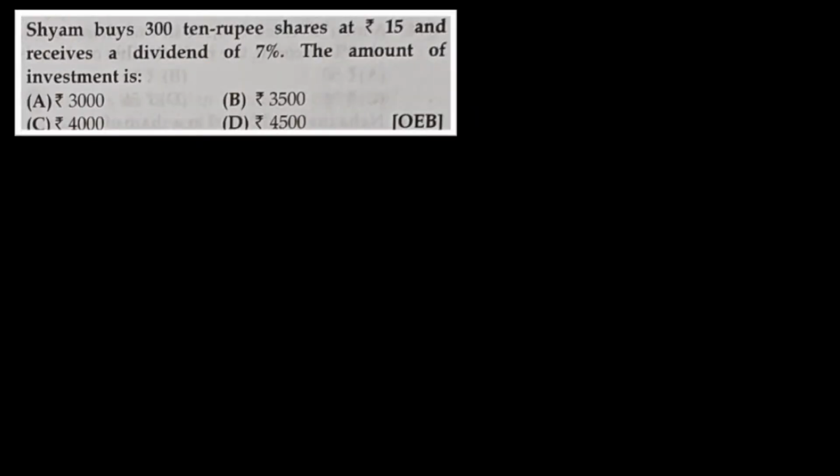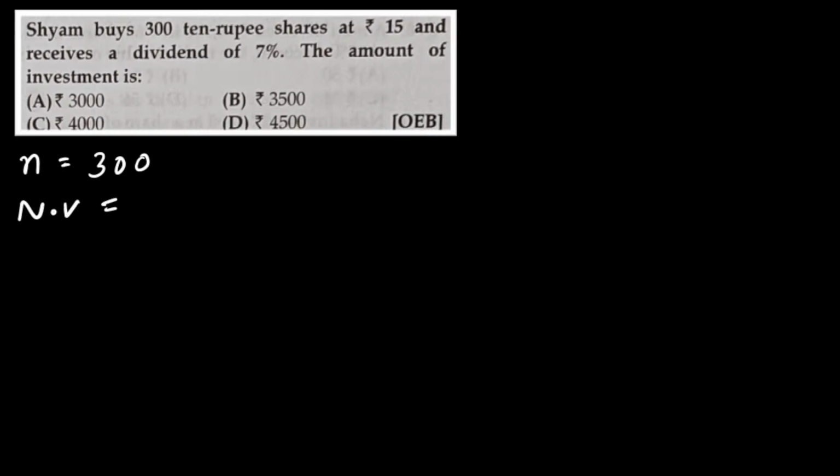Now let's do the next question. In the next question, what is given to us? Sham buys 300 shares of 10 rupees. 300 is just a number, so that means the number of shares is given to us. N I am writing as number of shares, so number of shares equals 300. With shares, you can see 10 rupees mentioned. That means nominal value is given to us.